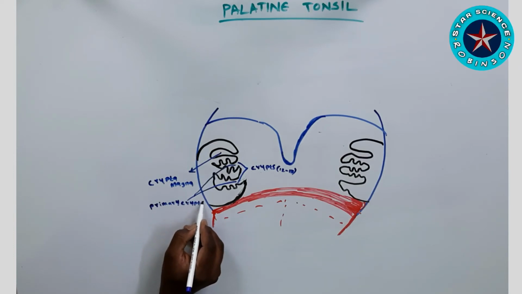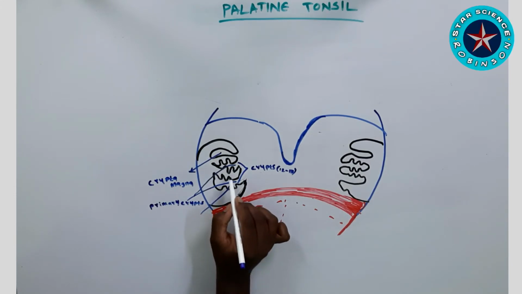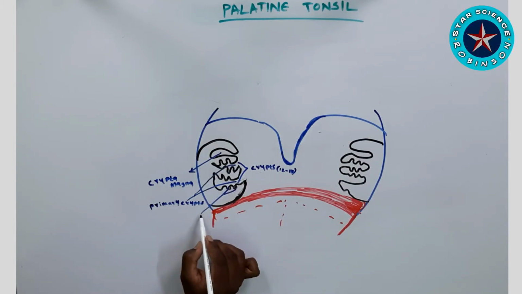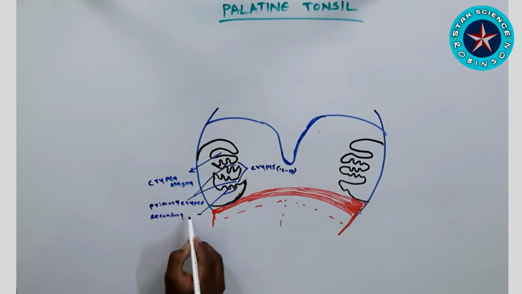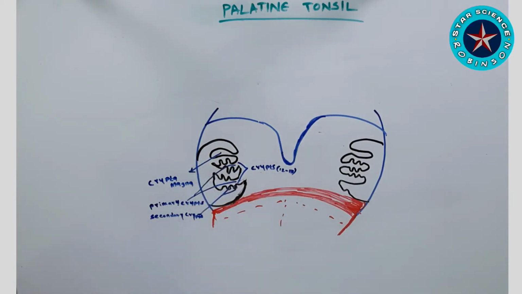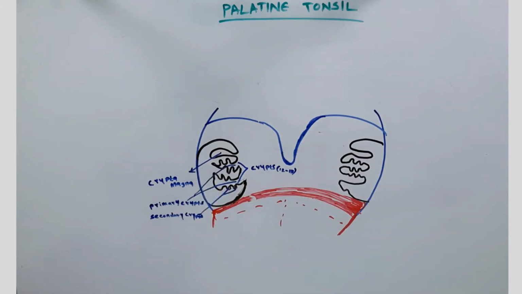In those primary crypts, we can again find small passages in between, as I'm marking with the arrow right now, which are the secondary crypts. Now we can recap once again. Firstly you have the crypta magna, that is larger. After that we can find 12 to 15 crypts, and the straight passage is called the primary crypts. In this straight passage you can have many branches of crypts, called the secondary crypts.